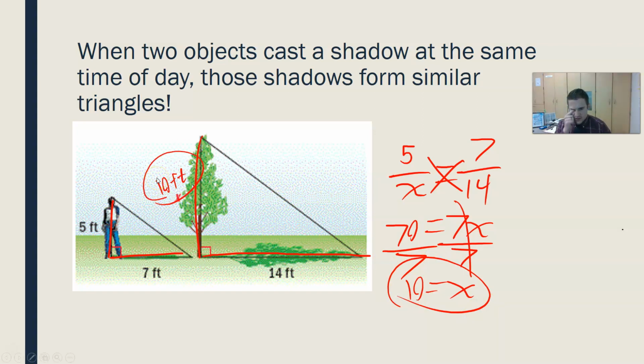So I do want you to notice something right here from the get-go. We noticed that the tree's shadow was twice as long as the man's shadow. So in similar triangles, if this shadow is twice as long as the man's shadow, then the tree is going to be twice as tall as the man. So right off the bat, without even setting up this equation, I knew that the tree had to be twice as tall as the man. So twice of 5, double 5, is 10 feet. So the tree is going to be 10 feet tall. One of those cool things you can do with similar triangles.